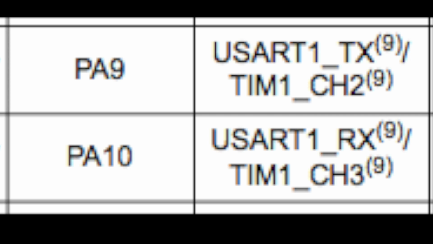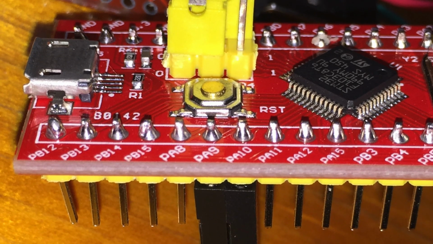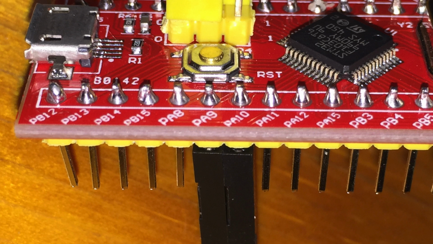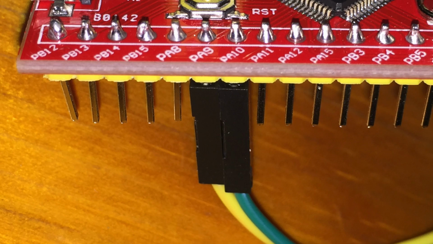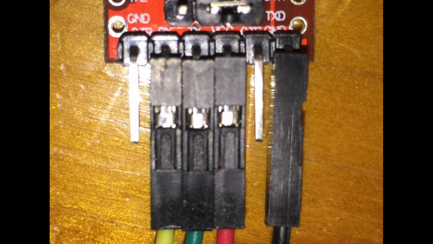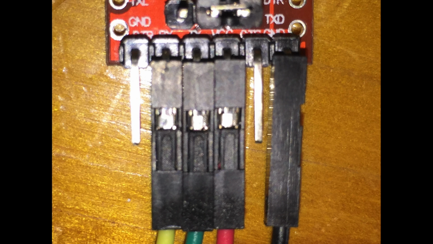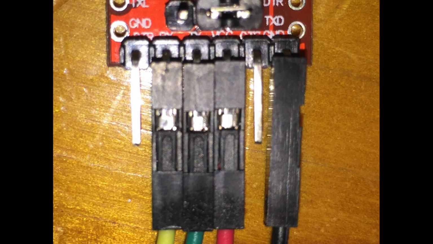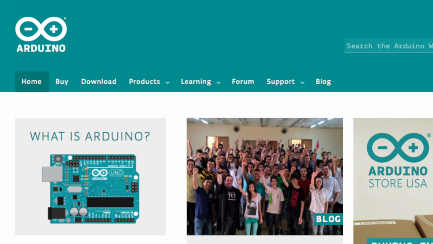If you look in the manual, you'll notice that TX is PA9 and RX is PA10. So in this picture, you can see that I hooked up PA9 to the yellow TX wire and PA10 to the green RX wire. You can see that I hooked up the yellow TX wire to the RX on the FTDI and the green wire to the TX on the FTDI and the red wire to the VCC and the black to the ground. You can download the latest Arduino IDE from arduino.cc.